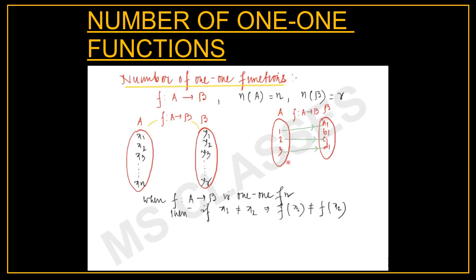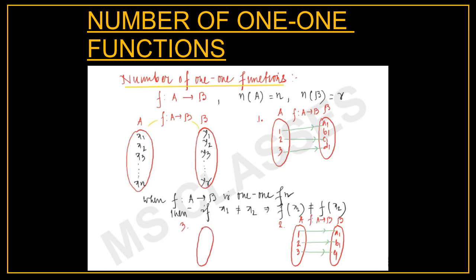Here, you see there are 3 elements, and I have taken A1, B1, C1, D1. Similarly, I could have taken it in this way. Suppose this is one case, and there is another case. This is set A, this is set B. Now here I take 1, 2, 3, and here I take A1, B1, C1. Then also it is possible to have a one-one function. Here f is mapping from A to B, and it is one-one.